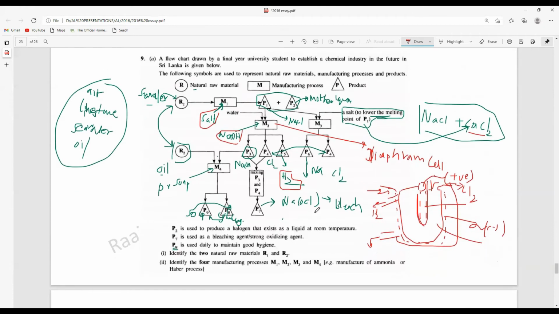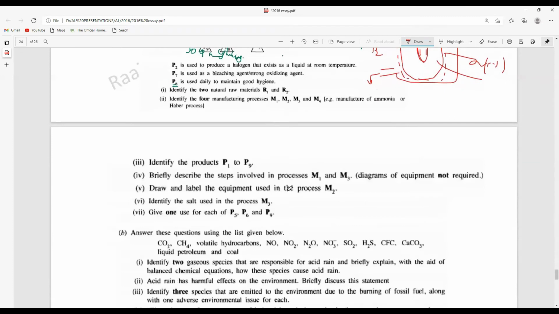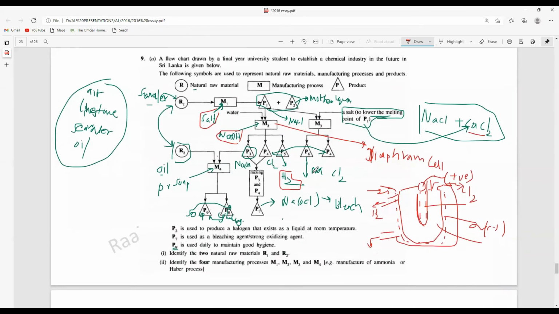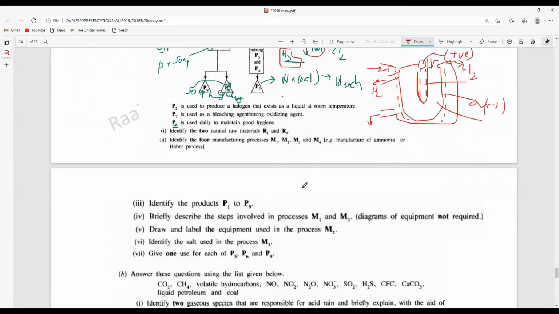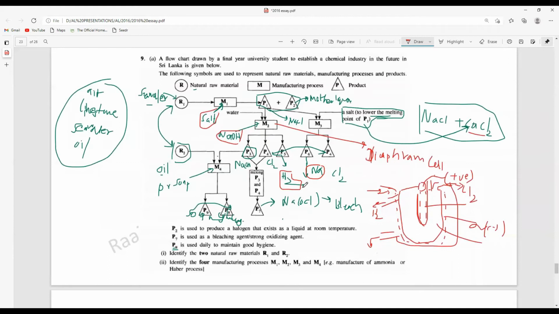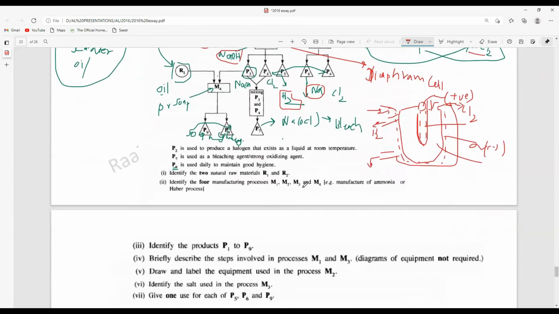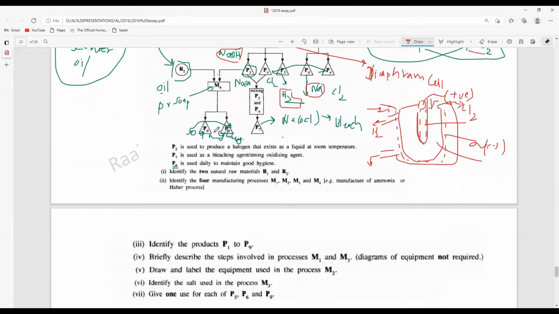P6 is, what is P6? Give one use of P6. P6 is sodium. Sodium is used in sodium lamps, in the street lamps. You can simply write down this one. Okay, P9. P9 is actually glycerine. Glycerine is used in the manufacture of explosives like TNT. So you can write that.